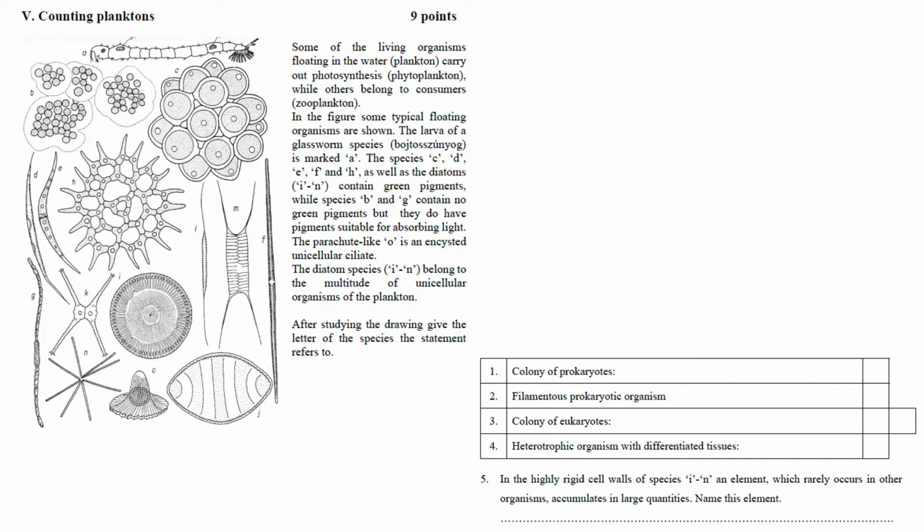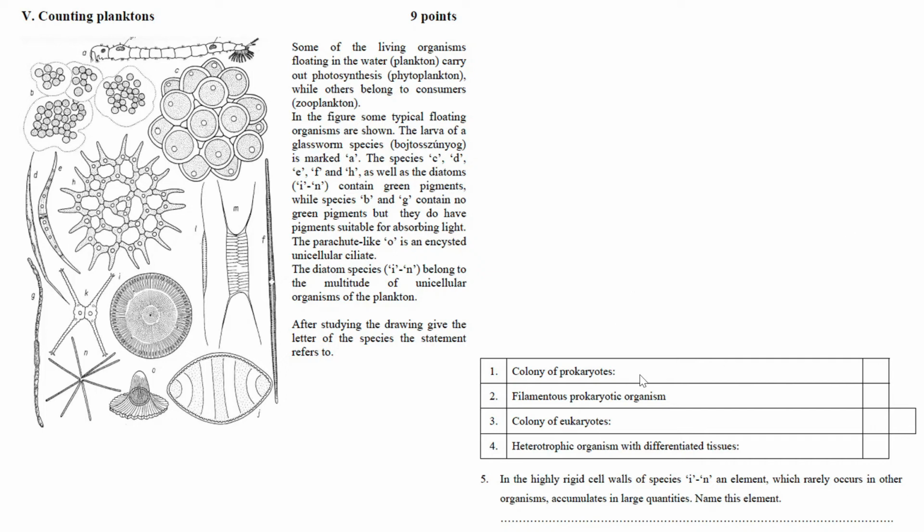The parachute-like O is an encysted unicellular ciliate. The diatom species from I to N belong to the multitude of unicellular organisms of the plankton. After studying the drawing, give the letter of the species the statement refers to.